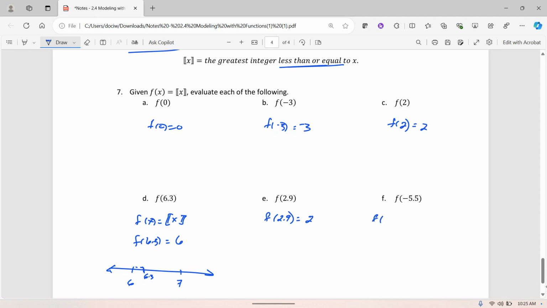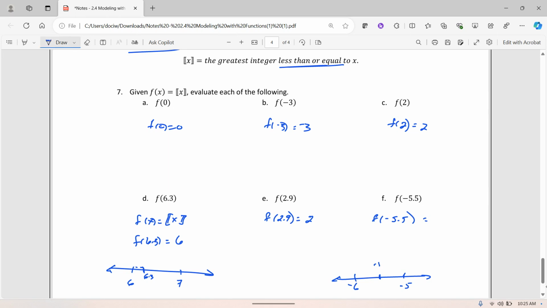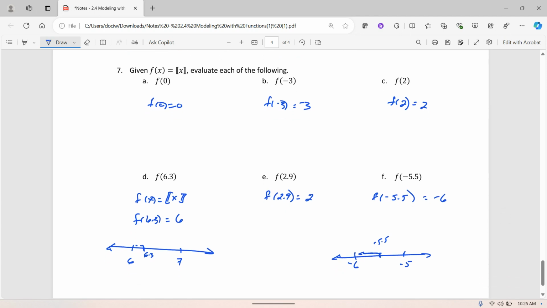So let's think about f of -5.5. What's the greatest integer less than or equal to -5.5? Remember, the next integer less than -5 is -6. If -5.5 is between them, that's a pretty ugly 5.5. Let me fix that. If negative 5.5 is between them, and I move to the left looking for the next integer, that's going to be negative 6. The greatest integer less than or equal to negative 5.5 is actually negative 6. Again, I hope that makes some sense.